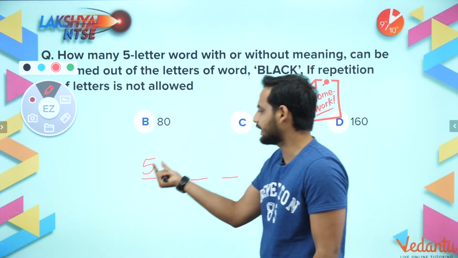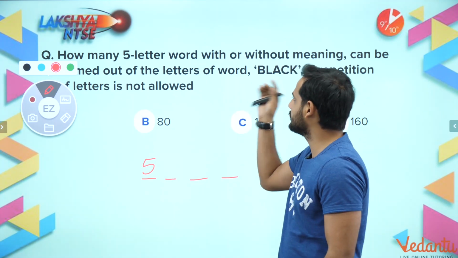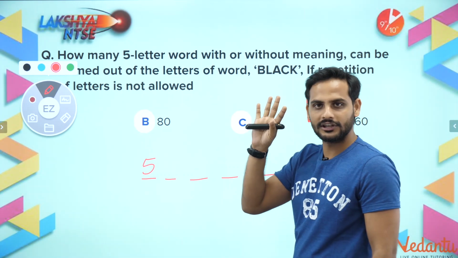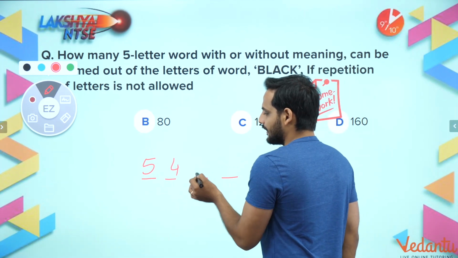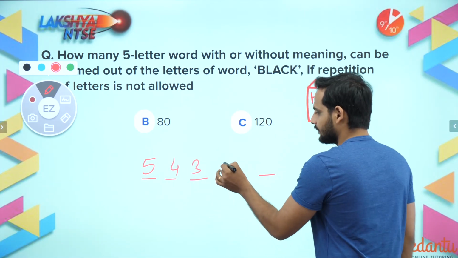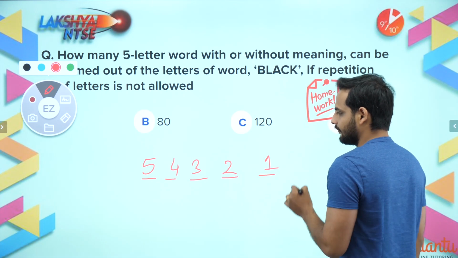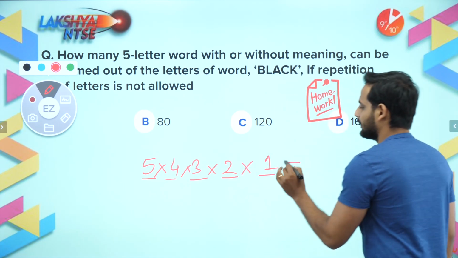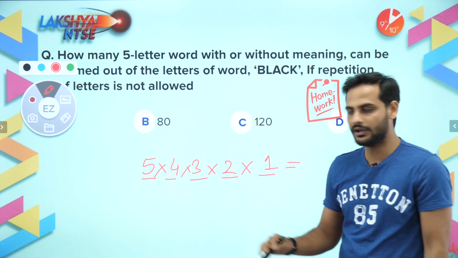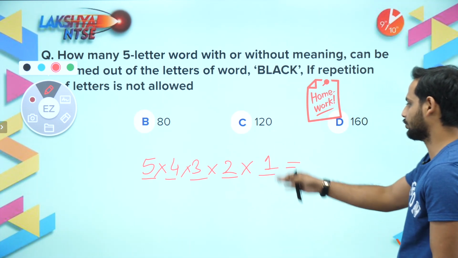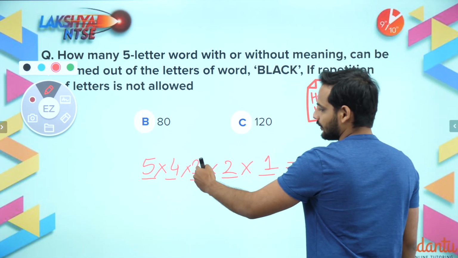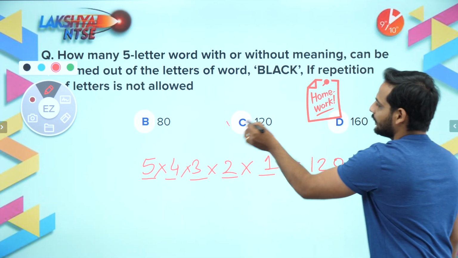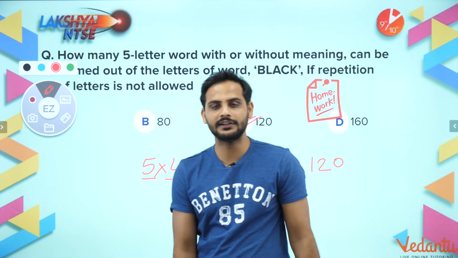Once I have used any one letter here, be it B, L, A, C, K, anything, for the next place I will be left with only 4 choices. Similarly for the next place only 3 choices, then 2 choices, and at the end whatever is left. So the total number of words possible, with or without meaning, will be the multiplication of all: 5 into 4 into 3 into 2 into 1. 4 3s are 12, 12 2s are 24, 24 into 5 is 120. So the correct answer is option C.